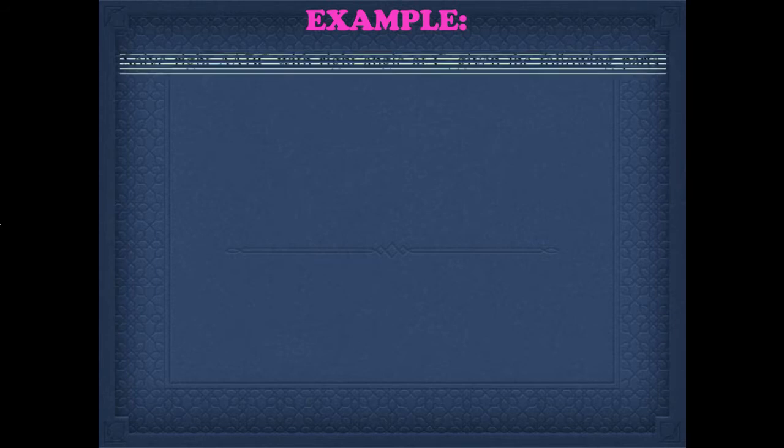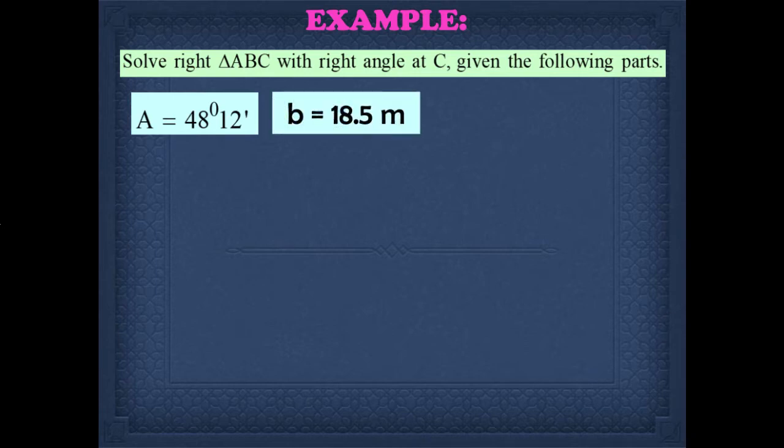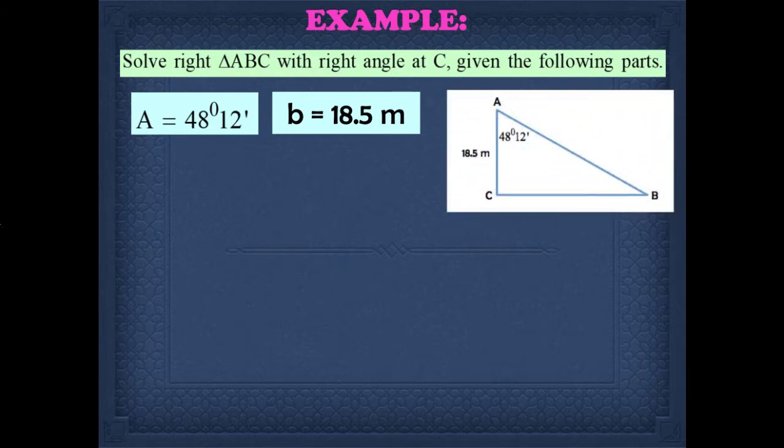Now let's have an example on this. Solve right triangle ABC with right angle at C given the following parts. Angle A is equal to 48 degrees and 12 minutes, and side b is equal to 18.5 meters. So to illustrate, this will be our triangle, right triangle ABC.